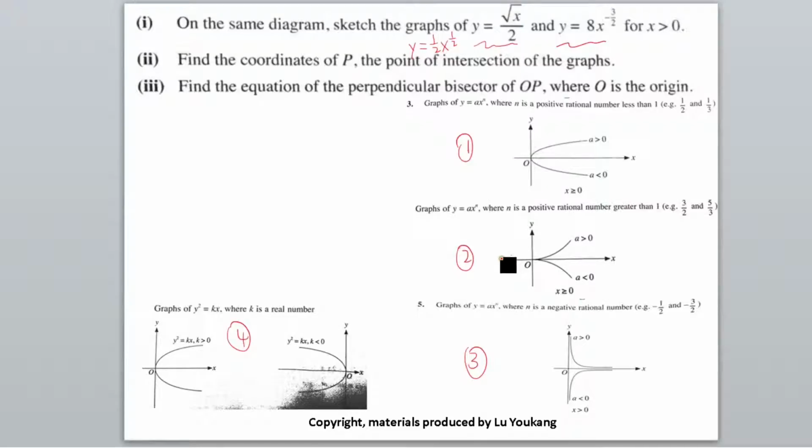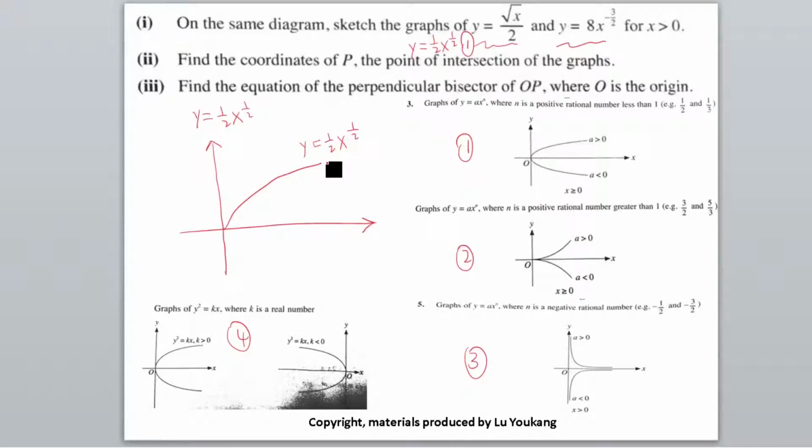So this shows us that this graph should look like our graph 1. So let's draw this out. y equals half x to the power of half. Let me draw the two axes. So this is the graph of y equals half x to the power of half.